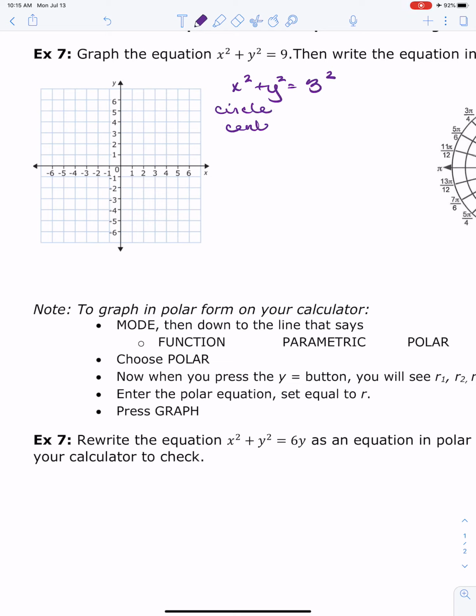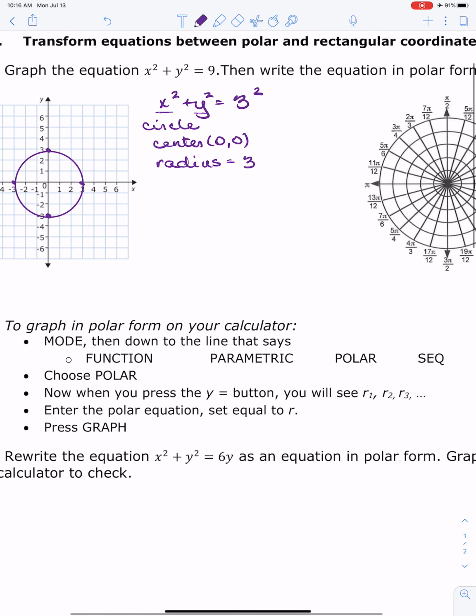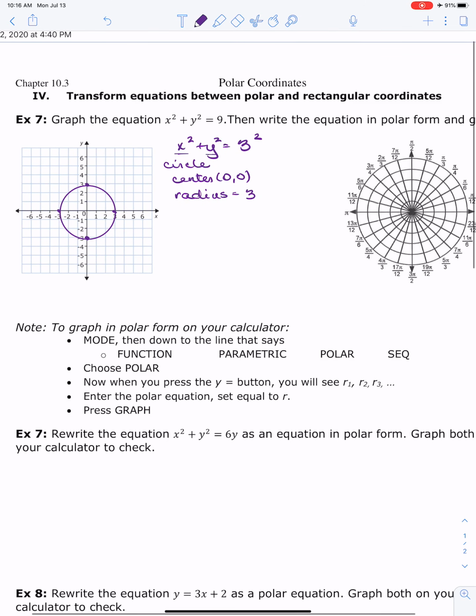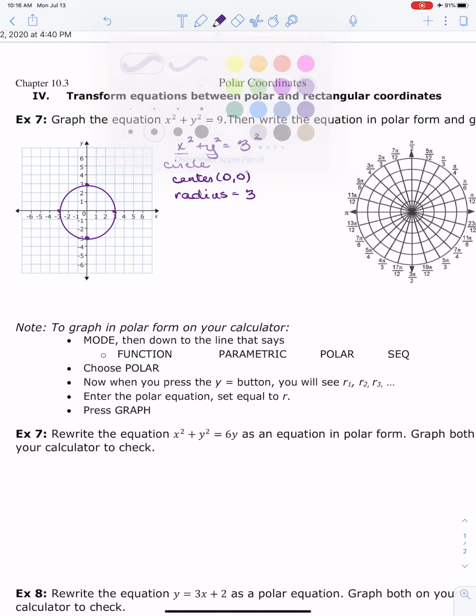We know that the center is at 0, 0, because I have x minus 0 up here, y minus 0, and I know my radius is 3. So I'm going to plot that. There's my center 0, 0, up 3, down 3, to the right 3, to the left 3. And there we go, circle, radius 3. Mostly hits my points. Use your imagination a little bit. Okay, so let's talk about how we write this. Let's see if we can color code here too.